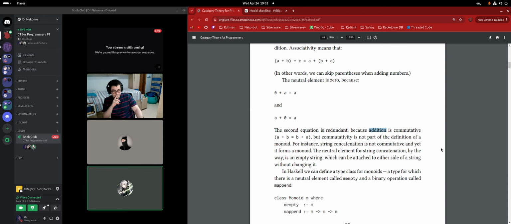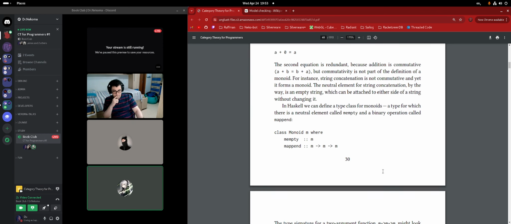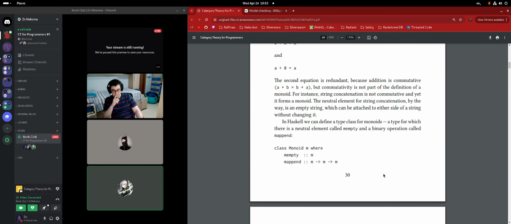A funny way you can think about it is, if you have a category with only one object, then by definition every arrow is from that object to that object, right? Which means that if you look at the Haskell declaration for the class Monoid, you have mempty, which is just an m, and then you have mappend, which is a function that takes two m's and returns another.